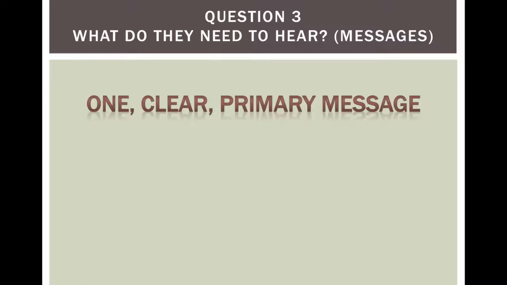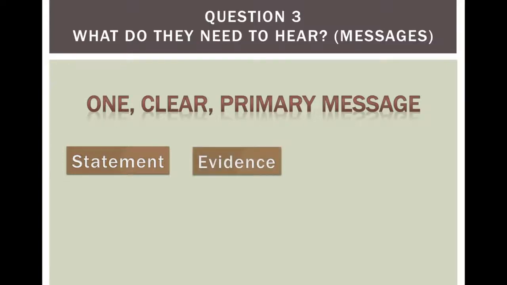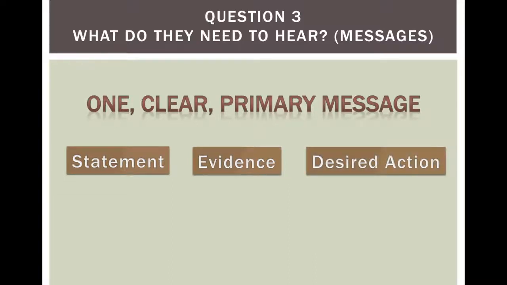But first, you need to develop one clear primary message, which clearly summarizes your position and the changes you want to bring about. One way to develop a primary message is to first think of a statement, which is the central idea of your message. The second is to think of the evidence that supports the statement with easily understood facts and figures. And finally, consider what is the action desired. That is, what is it that you want your target to do?